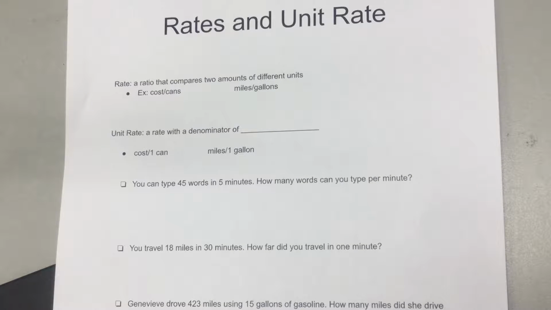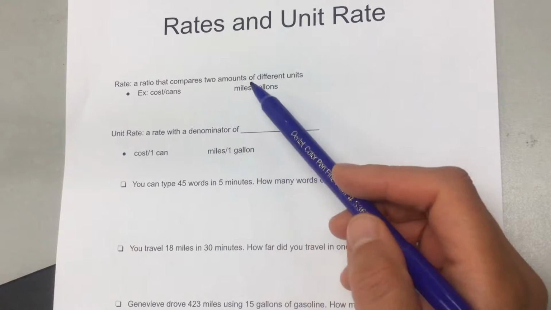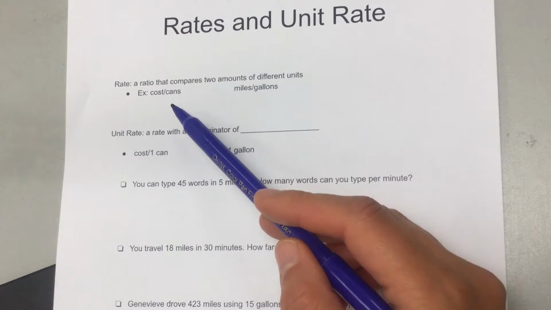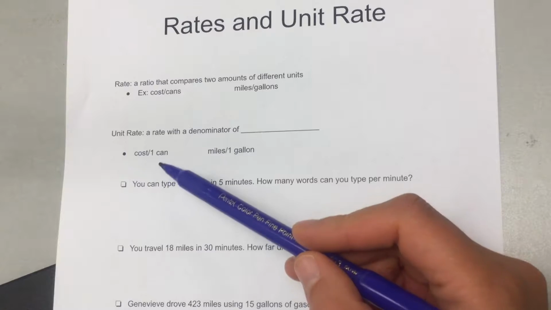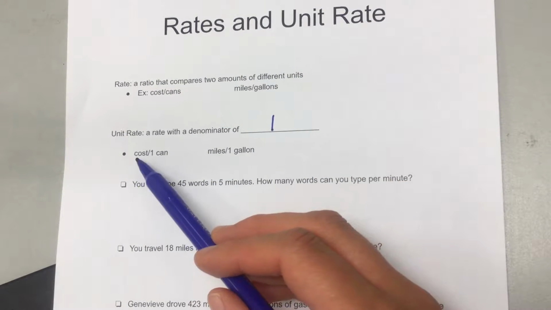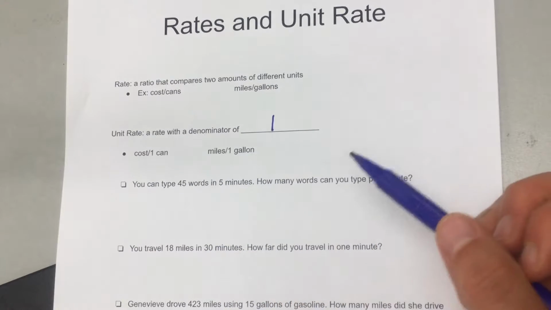We are looking at special kinds of ratios today. Those are rates and unit rates. A rate is just a ratio that compares two amounts of different units. For example, cost per cans. Cost and cans are two different units, miles and gallons. A unit rate is a rate with a denominator of 1. So that's when we're looking at the cost for 1 can, the miles for 1 gallon.